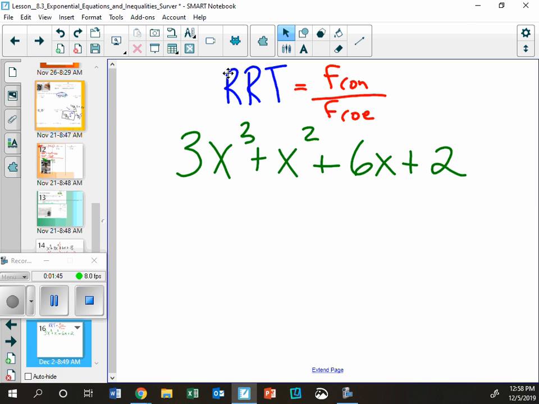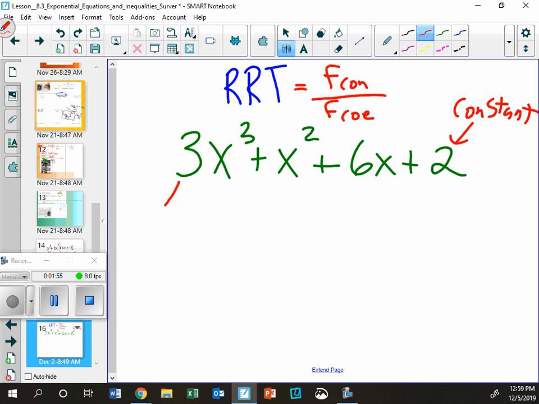2 is the constant. So if you were taking notes and you didn't already know that, like if you knew that, fine, don't write it down. But if you were like, I don't know what a constant is, then write that down. All right, and that one is the lead coefficient, the lead co. All right, so what are the factors of the constant? Because then I'm going to divide them by the factors of the coefficient.